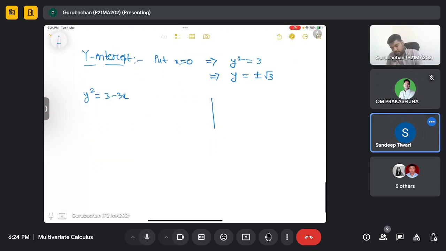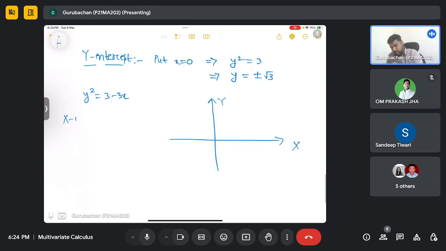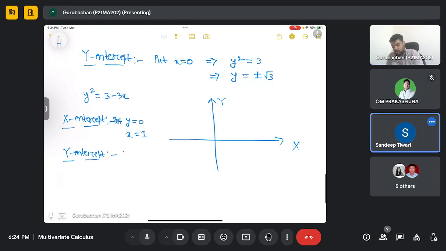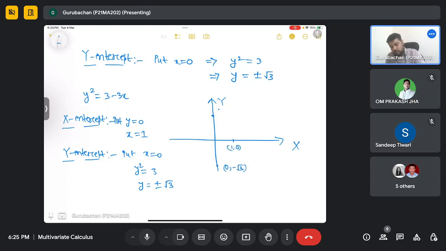So in this case, this is our y-axis. So for the x-intercept, put y equal to 0. So this will give you x equal to 1. Similarly, for the y-intercept, put x equal to 0, then y square will be 3, y is equal to plus minus under root 3. So this will be under root 3, this will be minus under root 3, and this will be 1, that is 1 comma 0, 0 comma under root 3. So we have to draw a parabola from here.